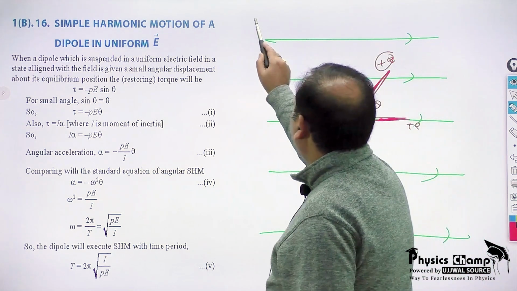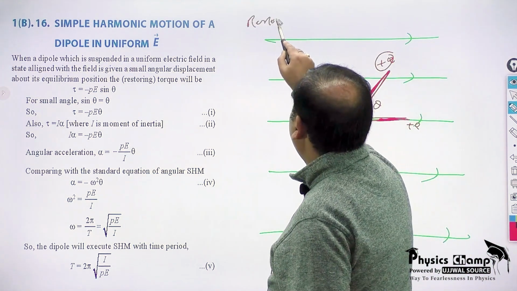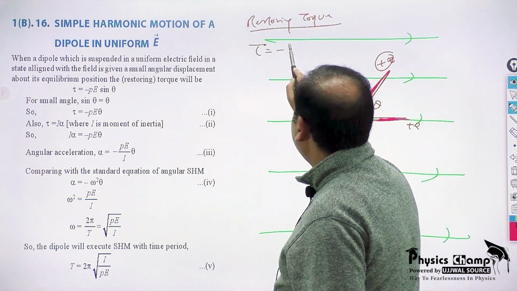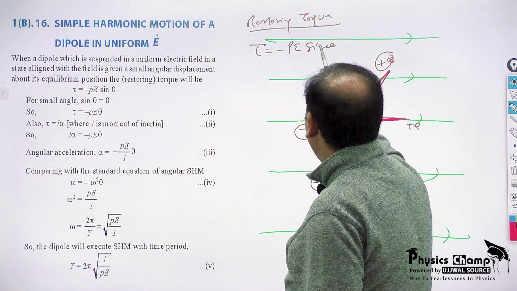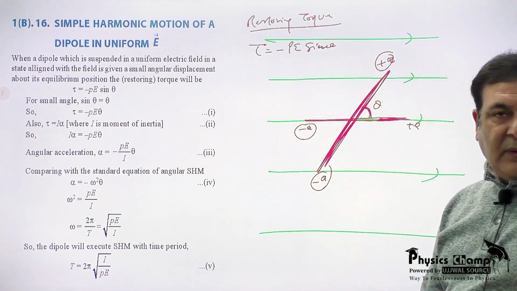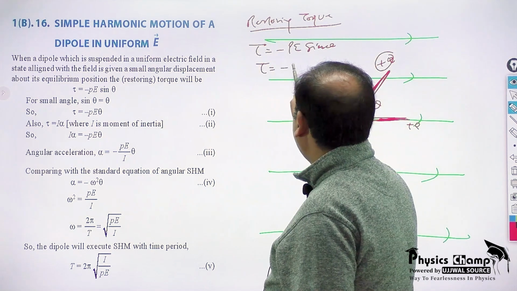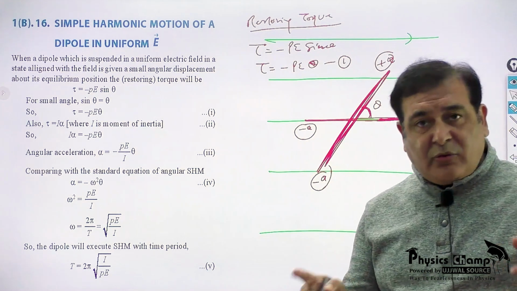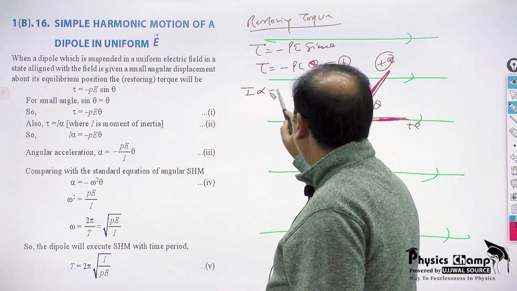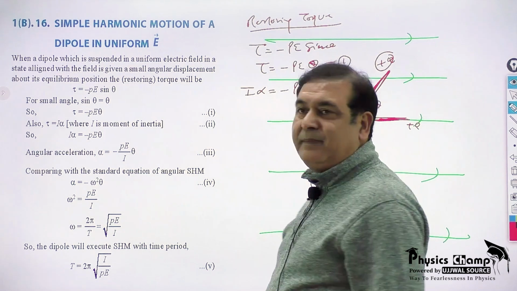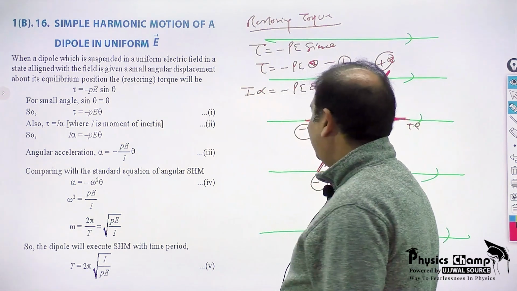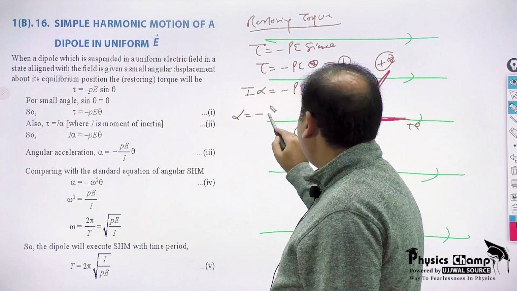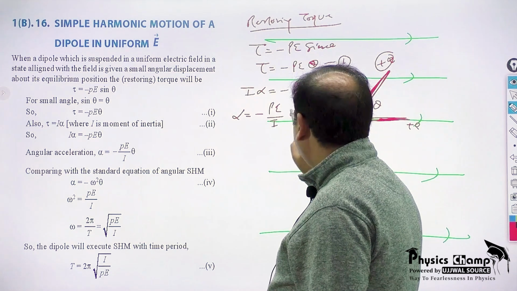So I look for the restoring torque. Same concept. Let's look for the restoring torque at a displaced position. The restoring torque will be minus PE sin theta. And for small angle, we can call it minus PE theta. And the restoring torque can be said as I alpha, which is minus PE theta. And thus angular acceleration or restoring acceleration will be minus PE by I into theta.